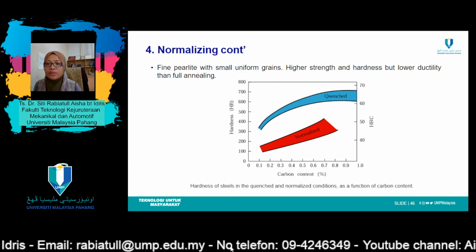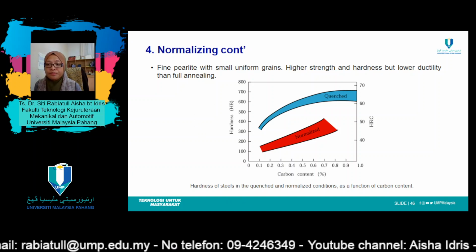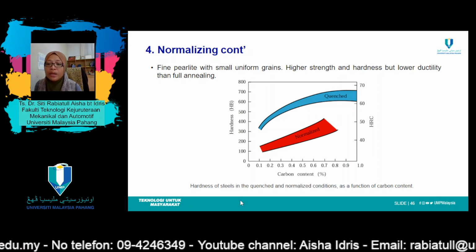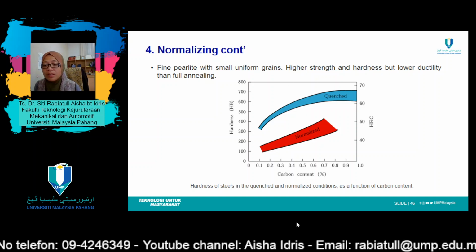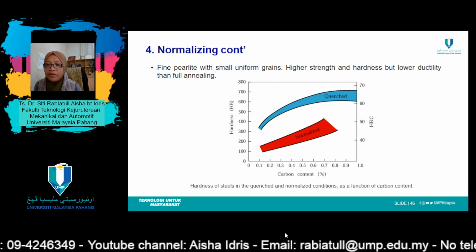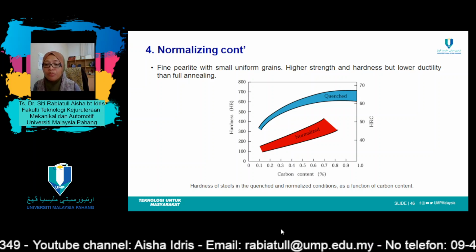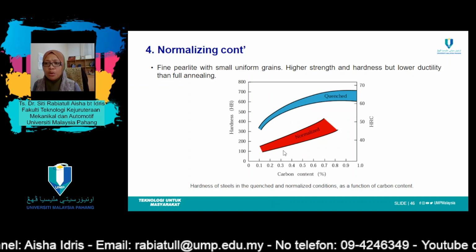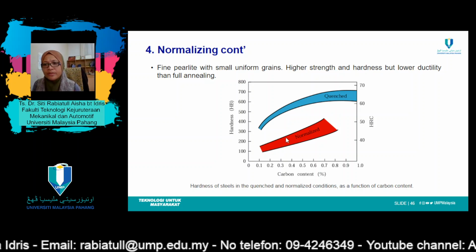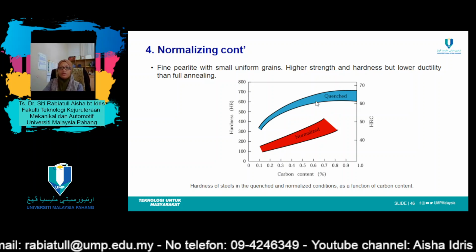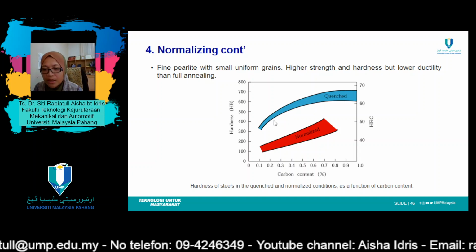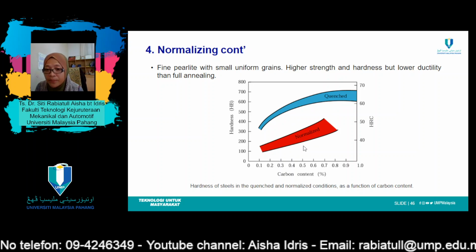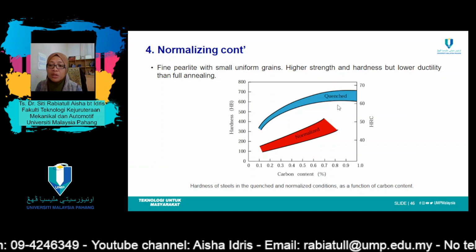A fine product with small uniform grains has higher strength and hardness but lower ductility than full annealing. So you can refer to this diagram for hardness versus carbon content here. Materials that are exposed to the normalizing process will have lower hardness. For this case, I'm referring to a quenched specimen and a normalized specimen. So we'll have lower hardness as compared to a quenched specimen.